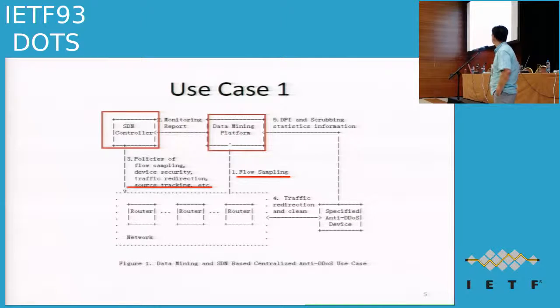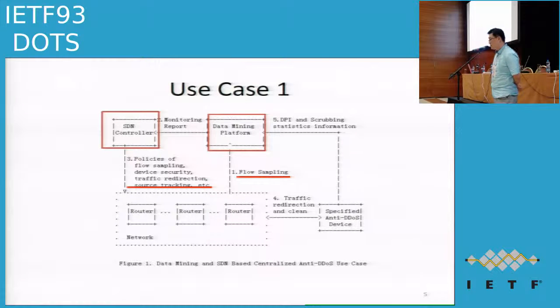Da Cheng from Alibaba. I'm quite curious about the NFV stuff. You mentioned that you use NFV to dynamically deploy the DDoS system. Has any research been done, or do you have any products?